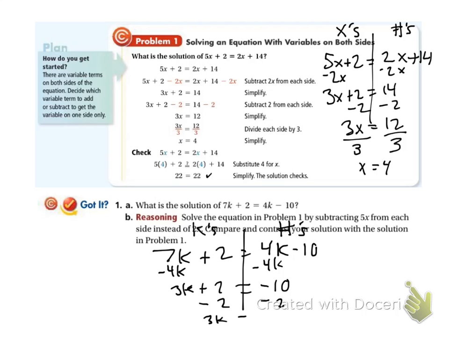I get 3k equals negative 12. Divide by 3, and I get k equals negative 4. You wouldn't get the wrong answer if you chose to put your k's on the right and your numbers on the left. You're just going to work with more negative numbers.